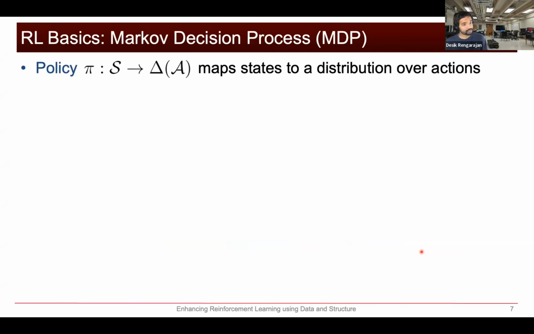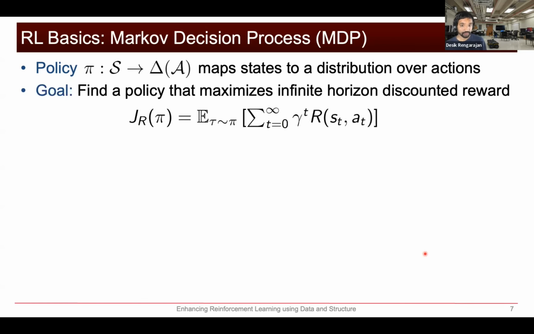So what is a policy in reinforcement learning? Policy is something which you'll be coming across multiple times. A policy is a rule book which an agent follows, which maps your state to a distribution over actions. So a policy tells you what action you have to take at a particular state. And what is the goal of reinforcement learning? The goal is to find a policy that maximizes the infinite horizon discounted reward.